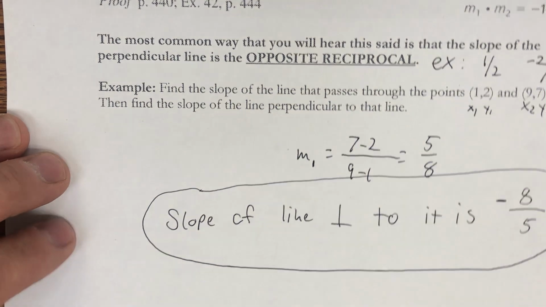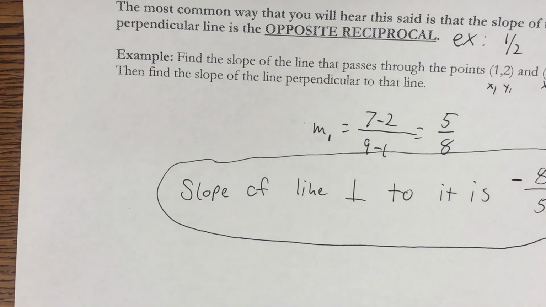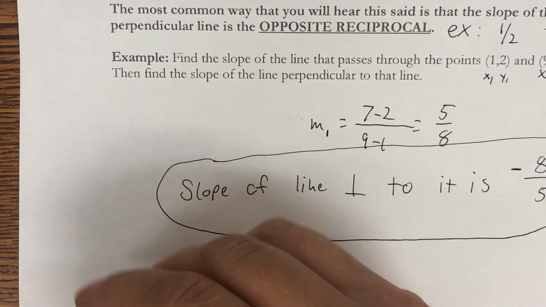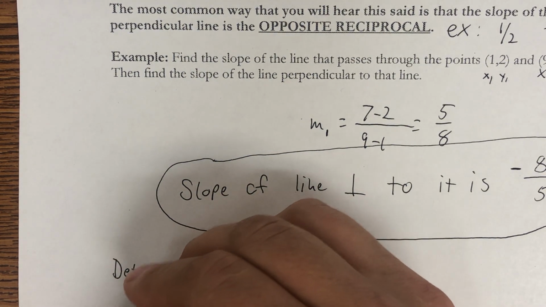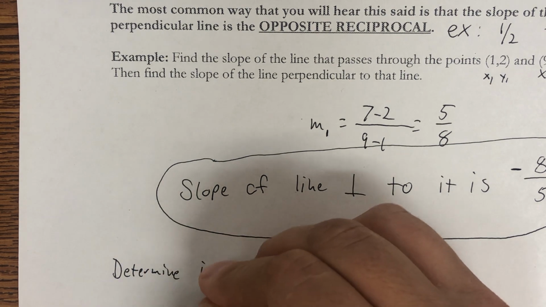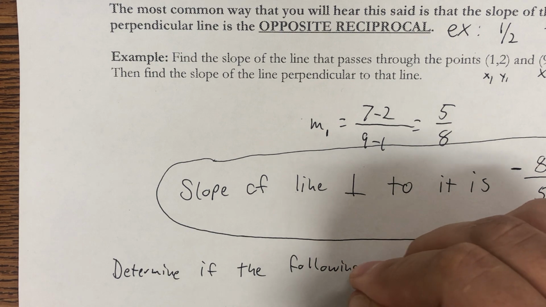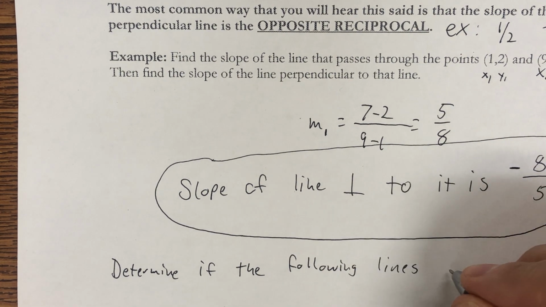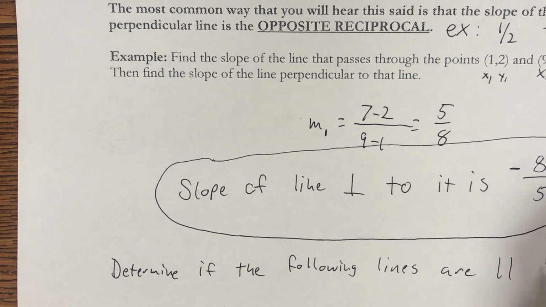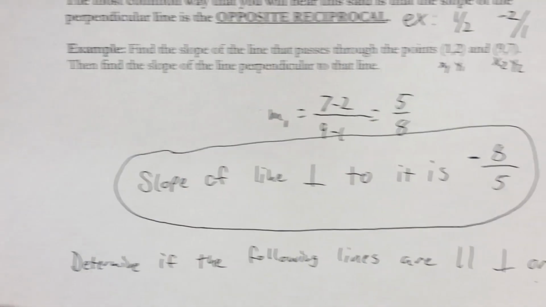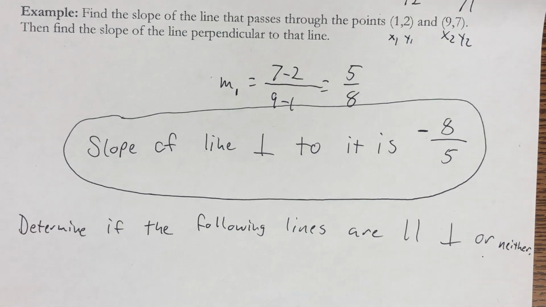Okay? As we work through our assignments, you're going to have to put these things together in order to determine whether the lines are parallel, perpendicular, or neither. If they're neither, that just means they're intersecting.